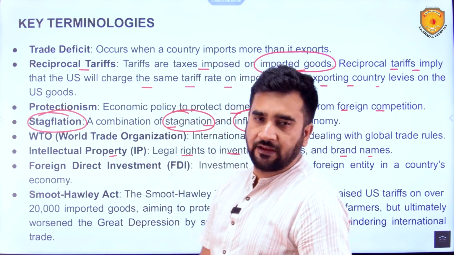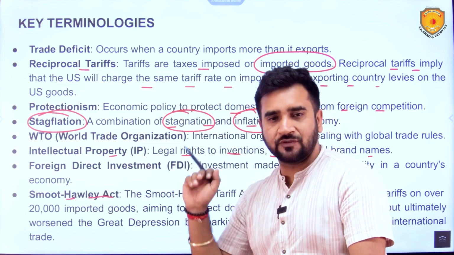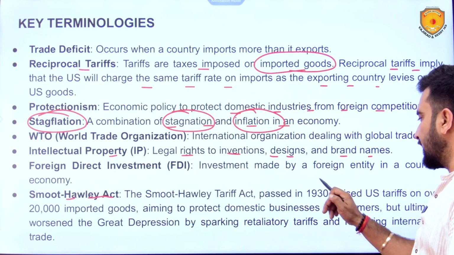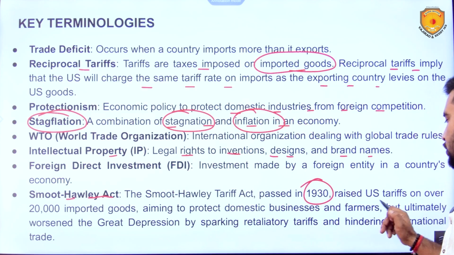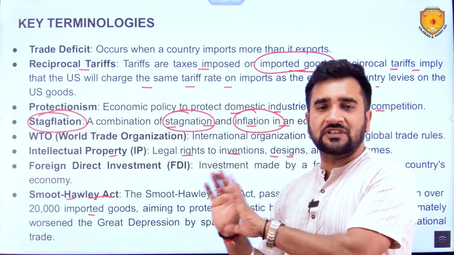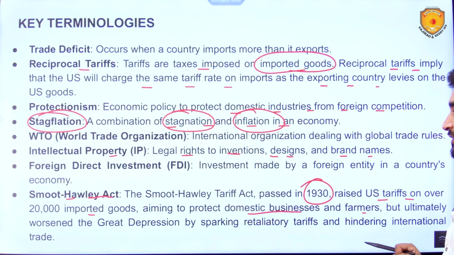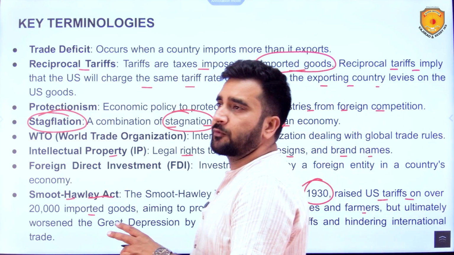That is what FDI means. And the Smoot-Hawley Act. This act was passed in the year 1930. This raised US tariffs on over 20,000 imported goods at that time. The same which is happening right now, aiming to protect domestic businesses and farmers. How will domestic businesses and farmers be protected?